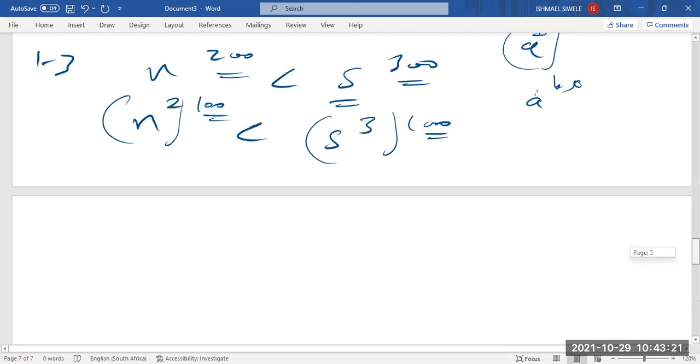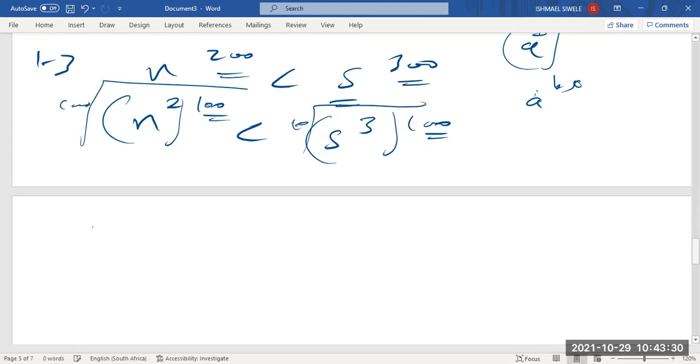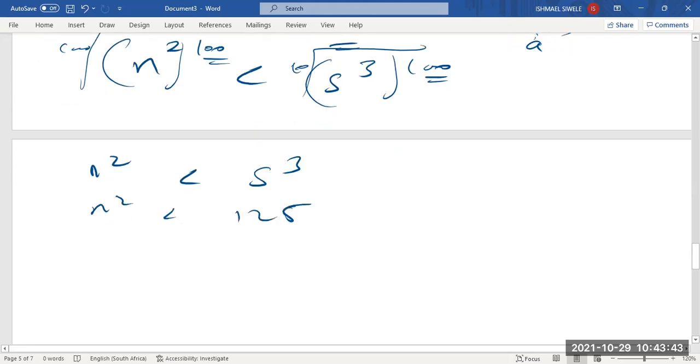If I put the hundredth root on this side and on this side, I'm going to be left with n squared less than 5 exponent 3, and this is 125. So what would be my n here? If I solve for n, what is the square root of 125? Let's see. Square root of 125, it's 11.18.